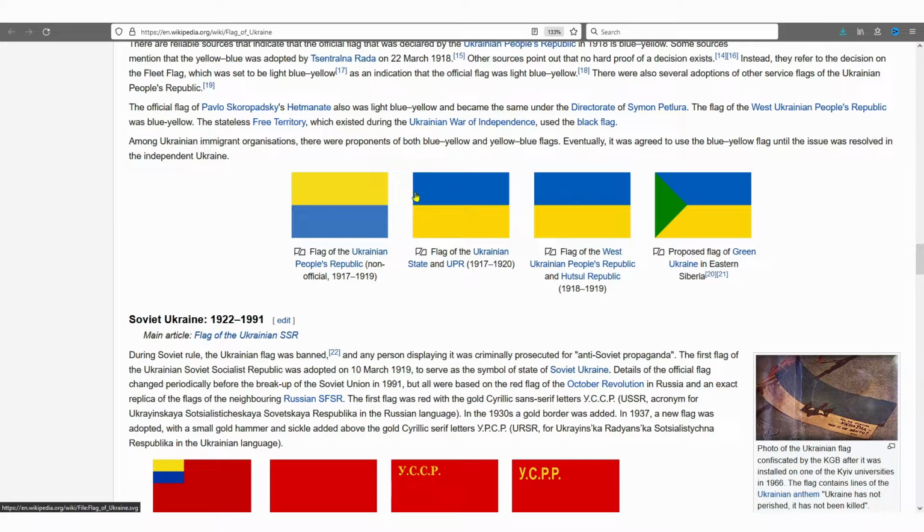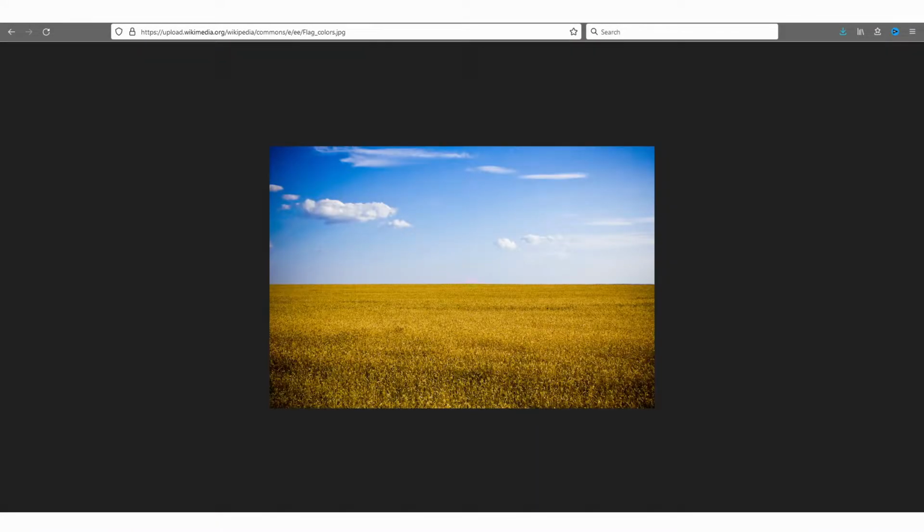So it makes sense to have the blue over yellow. And here's an image from Ukraine showing the blue sky over the yellow wheat field. So the flag reflects this landscape that's seen all over Ukraine. Ukraine is a flat country. It's not very hilly or mountainous, and wheat is grown over many parts of the country.